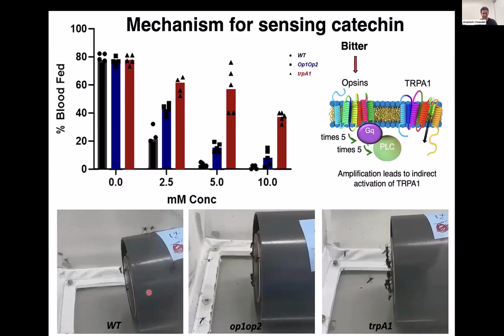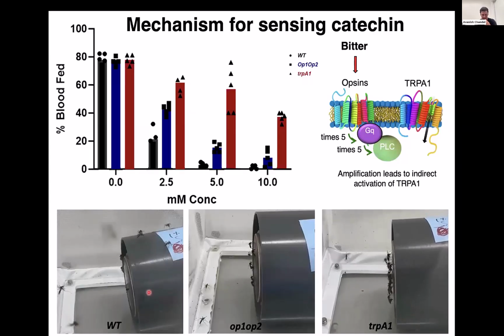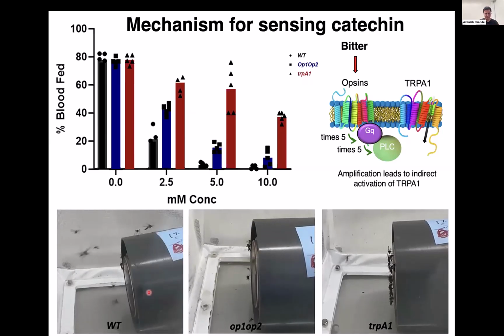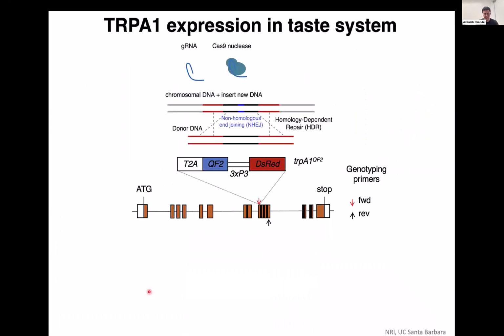So from these behavior assays, we conclude that TP1 has a role in sensing catechin, but OP1, OP2 are also involved in this sensing mechanism. Next, we looked at the expression of TP1 in mosquito taste organs, specifically the labellum. So we generated a new TP1 reporter line, TP1 QF2, that is used to drive the expression of mCD8 GFP in the taste structures of the mosquito, that is the proboscis and the legs.